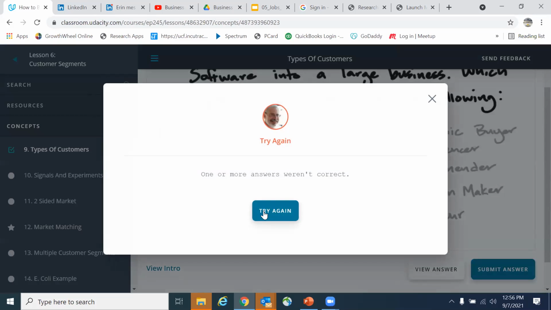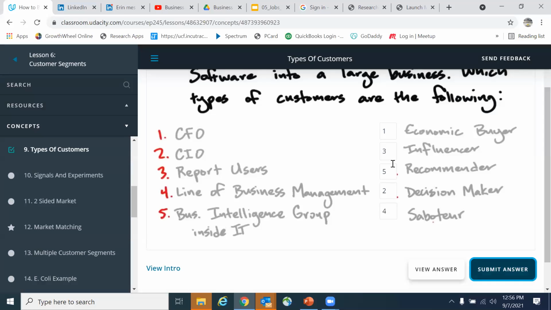Okay, we're gonna change. Okay, guys, these are the two that are wrong. Who's the recommender and who's the decision maker? No, those red dots were there before already. Oh, they were there before you submit. Yeah, let's switch the recommender and the saboteur and see what happens. Okay, I think it's 4 and the other one's 5. Like that? I think so.